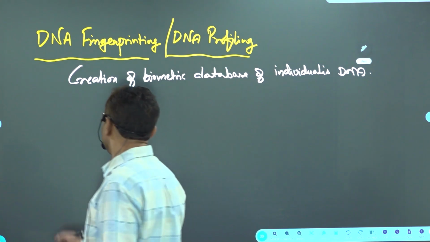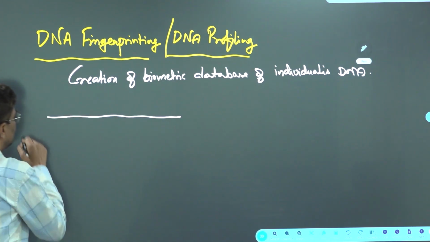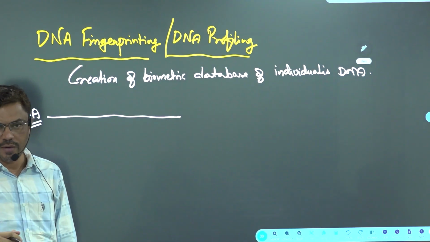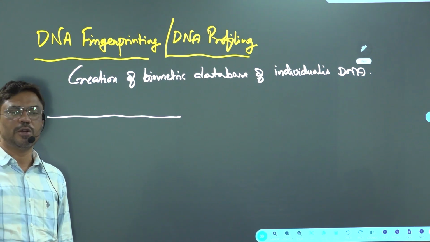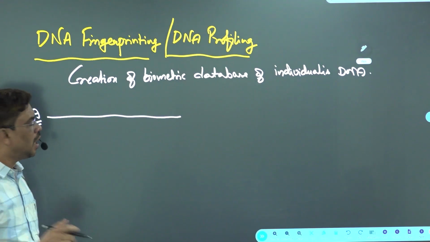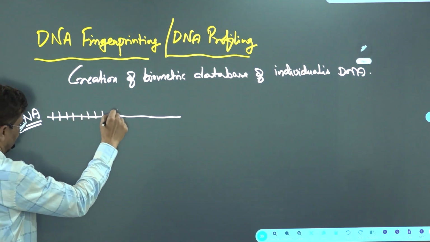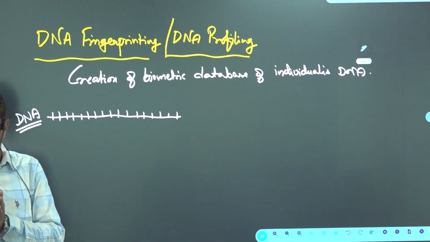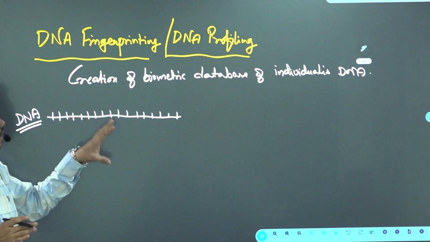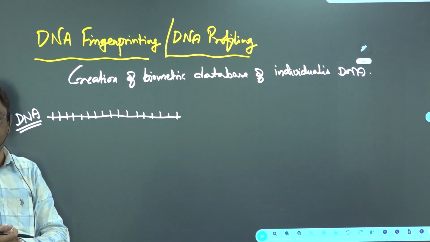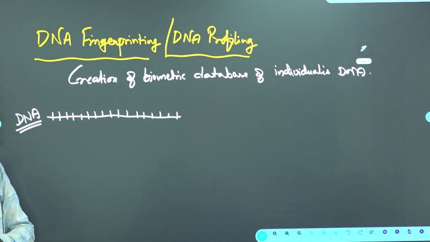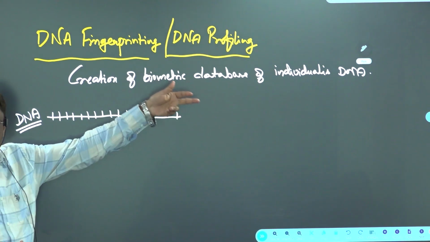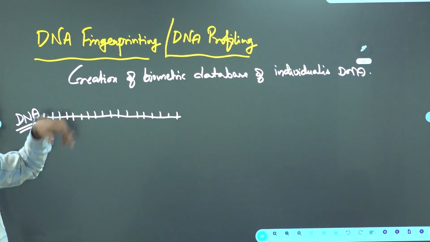Now listen. Suppose you consider the DNA. This DNA is made up of nitrogen base, sugar and phosphate. You know it very well. Mainly the genetic information is stored in the nitrogen bases. What type of nitrogen bases are there, and how are they arranged? What is the pattern of arrangement of these nitrogen bases? That can be known by DNA fingerprinting, or DNA analysis, or DNA testing. So this is the creation of a biometric database of an individual's DNA information. Is it clear? That is called DNA fingerprinting.